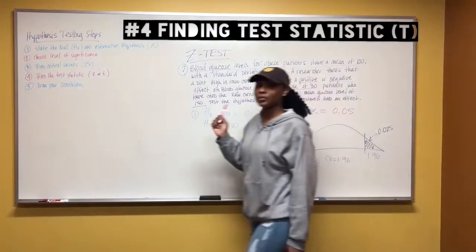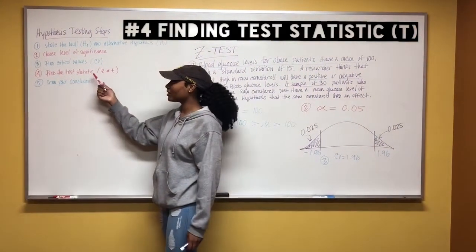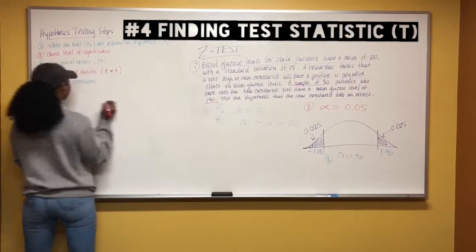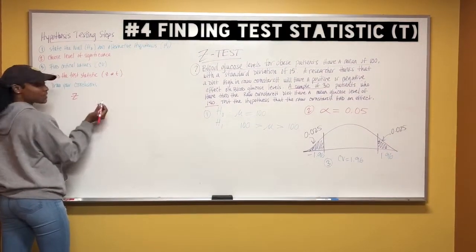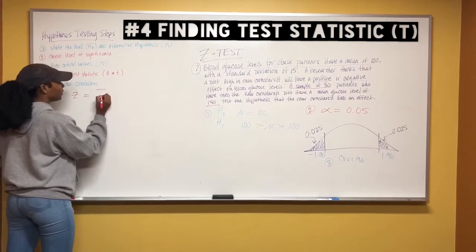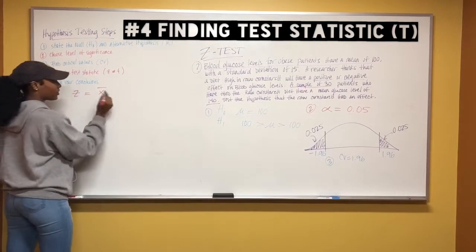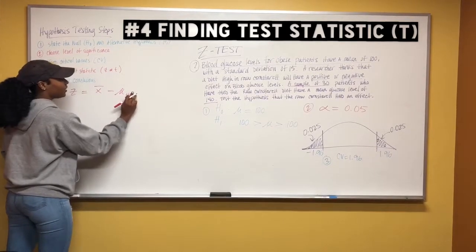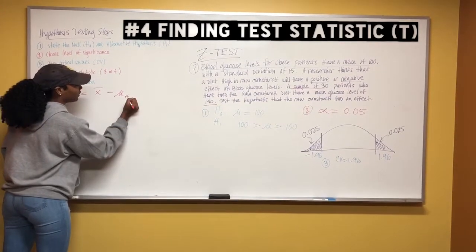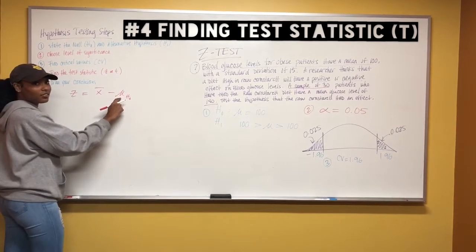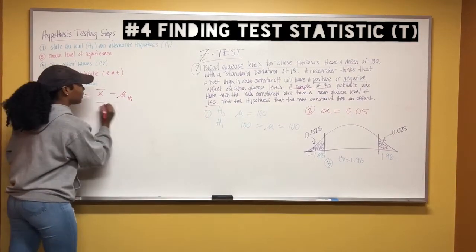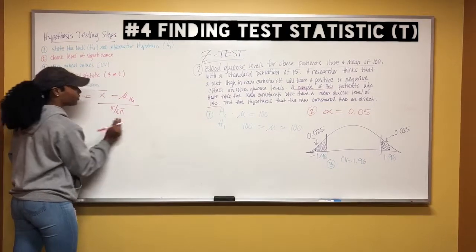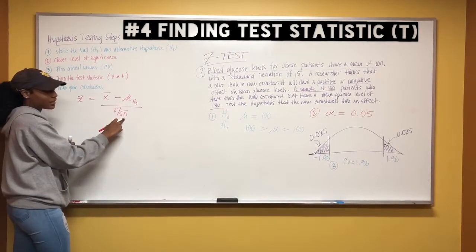Now we'll move over here and do number 4, which is finding our test statistic, but we're going to do it for a Z. The equation for a Z statistic is equal to our observed mean minus the mean of the actual null hypothesis, all over sigma divided by the square root of n, our sample size.